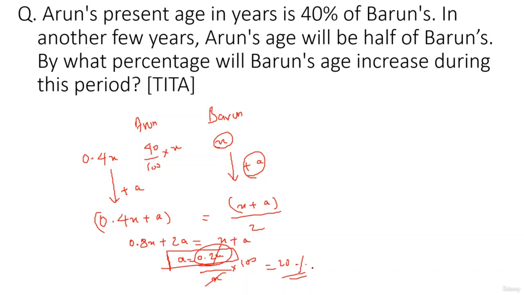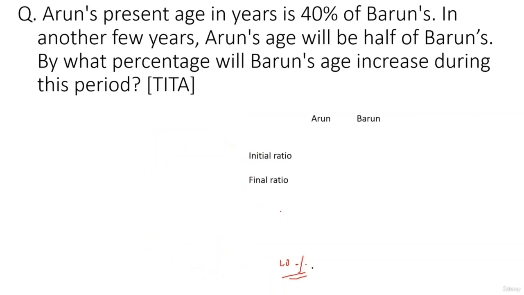Now there is a much quicker way to solve this question if you understand ratios. We'll see that now. We are supposed to find the initial ratio and the final ratio for Arun and Barun. Initially, I'm assuming Barun's age to be 5 years. Then what will his 40% be? 2. That means the ratio of their ages currently is 2:5. Now, after some number of years, the ratio becomes 1:2, because Arun's age is half of Barun's.